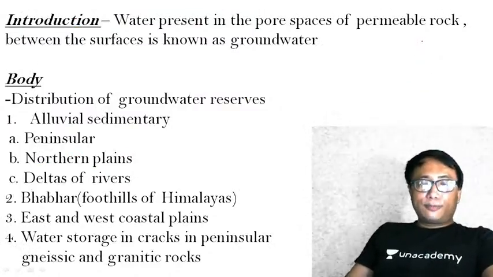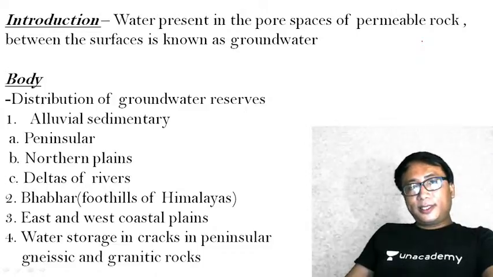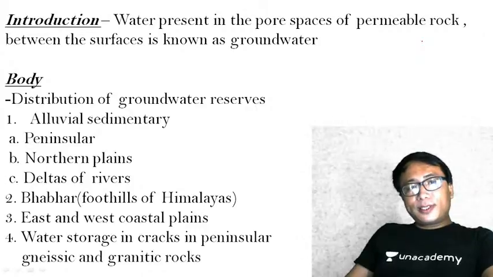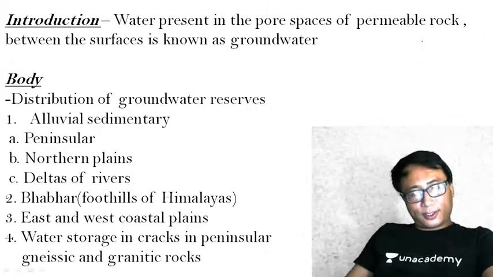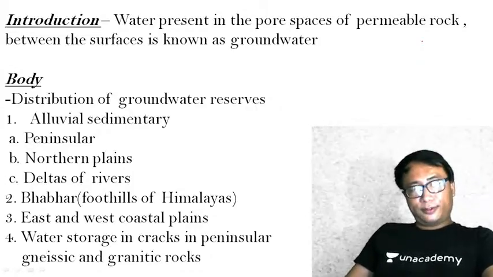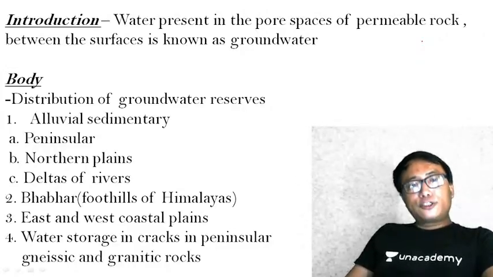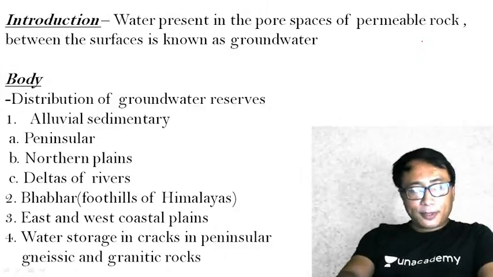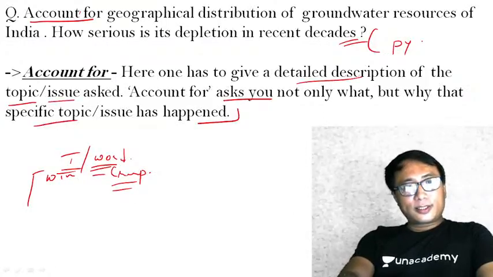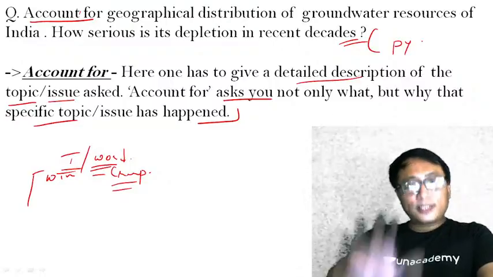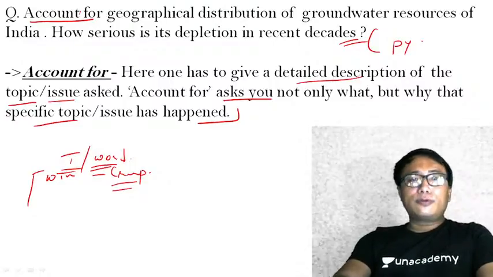The introduction should be: water present in the pore spaces of permeable rock beneath the surface is known as groundwater. That should be your short introduction. Okay. In the body, you need to write the distribution of groundwater reserves. Why? Because in the question it is asked, account for the geographical distribution of the groundwater resource. That is the first part of the question. So you need to write that one.